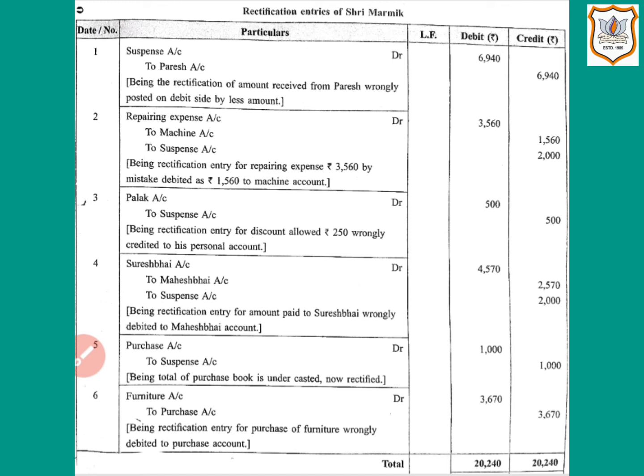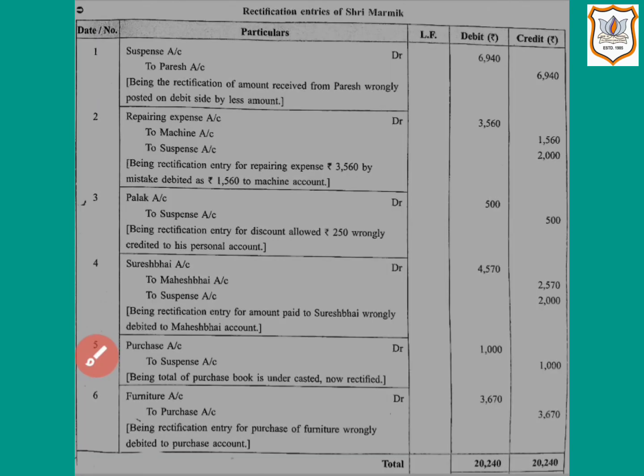So here Palak account will be debited by rupees 500 and suspense account will be credited by rupees 500, as here the mistake is only in one account, that is in Palak account. So here suspense account will be credited. Now let us see the next one.